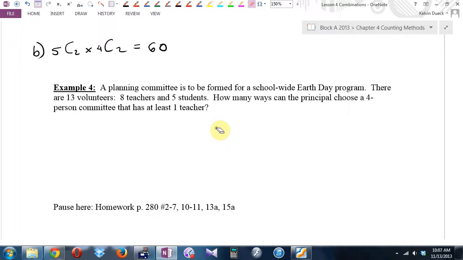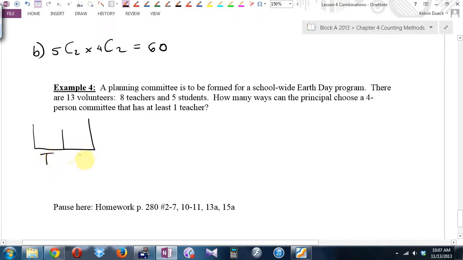Example 4 says this: a planning committee is to be formed for a school-wide Earth Day program. There are 13 volunteers, 8 teachers, and 5 students. How many grand total people? 13. How many subgroups are there? 2. Draw yourself a bucket, because we said this was going to be our strategy for choose. What are the 2 subgroups? Teachers, students. How many teachers are there in the bucket? How many students? Okay, I've got my setup.